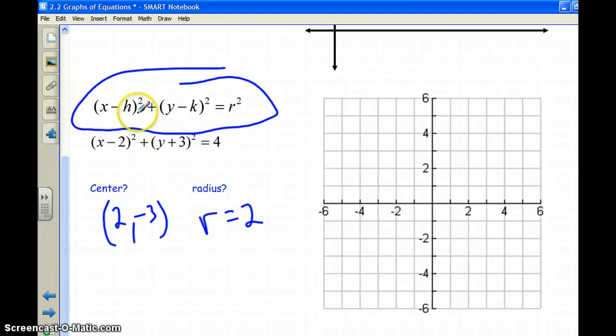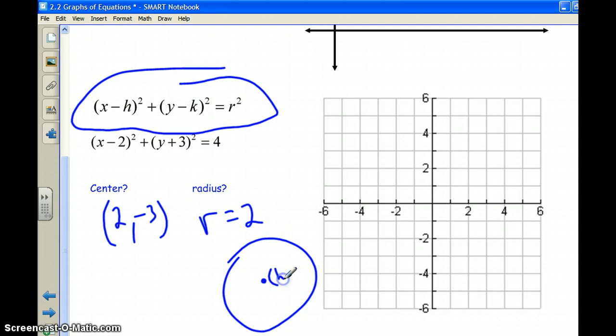So the way this works is the center of a circle is the point H, K. And then the radius of a circle looks like that. Those are really the main things about a circle. If you can identify them from the equation, that's awesome. So you see the form of a circle. This is a circle equation. You need to memorize it.